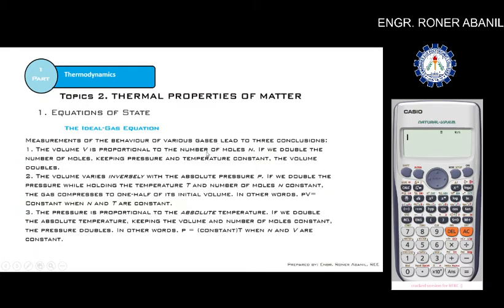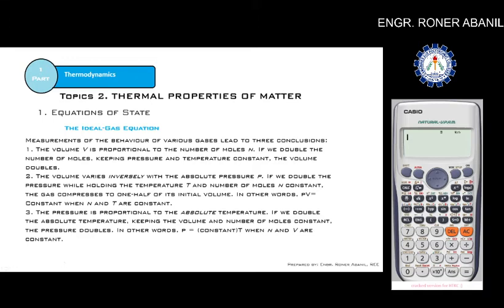So, measurements of the behavior of various gases lead to three conclusions. Okay. So, number one, the volume V is proportional to the number of moles n. If we double the number of moles, keeping pressure and temperature constant, the volume doubles. Okay? So, ano daw ibig sabihin nun? Kapag yung volume daw is proportional sa number of moles, tapos dinoble natin yung number of moles, keeping the pressure and temperature constant, the volume doubles. Okay? Nadodoble. Number two, the volume varies inversely with the absolute pressure P. If we double the pressure while holding the temperature T and the number of moles n constant, the gas compresses to half of its initial volume. In other words, PV is equal to a constant when n and T are constant.